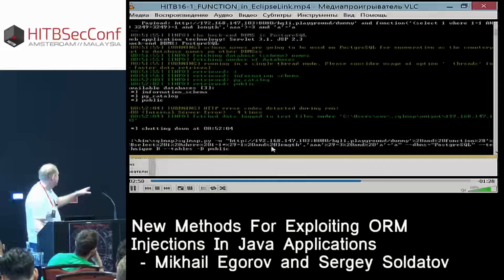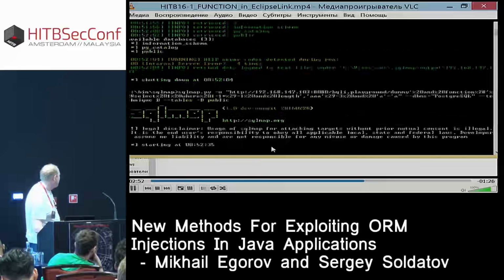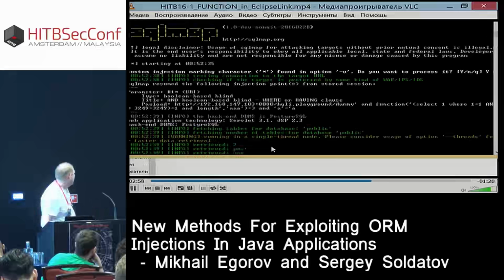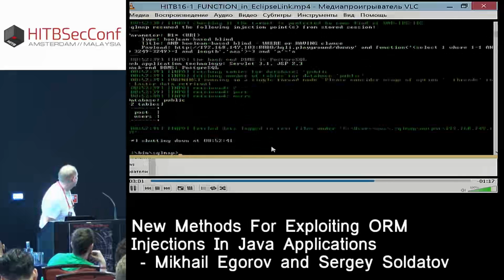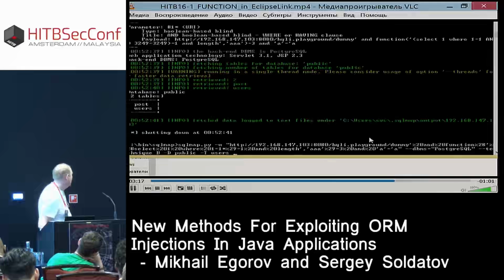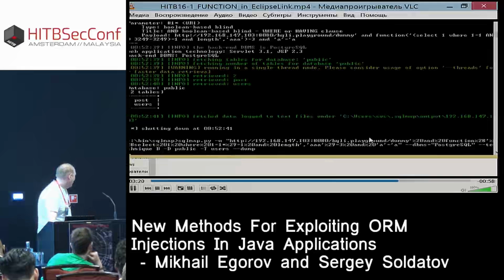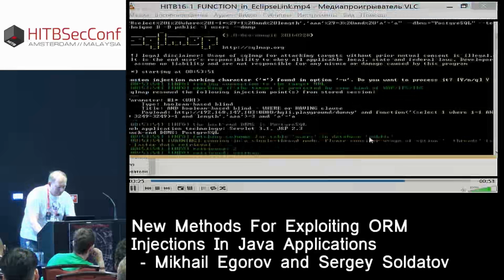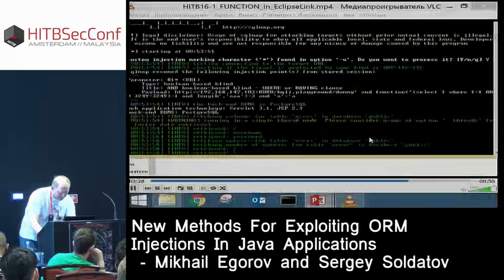databases. Let's enumerate tables from the database public. Again, the same questions, asterisk, yes. So we have post and users tables. Let's dump the users table because it seems to be interesting. Specify the capital T flag, the users table, and the dump flag to dump it. Okay, something happened.